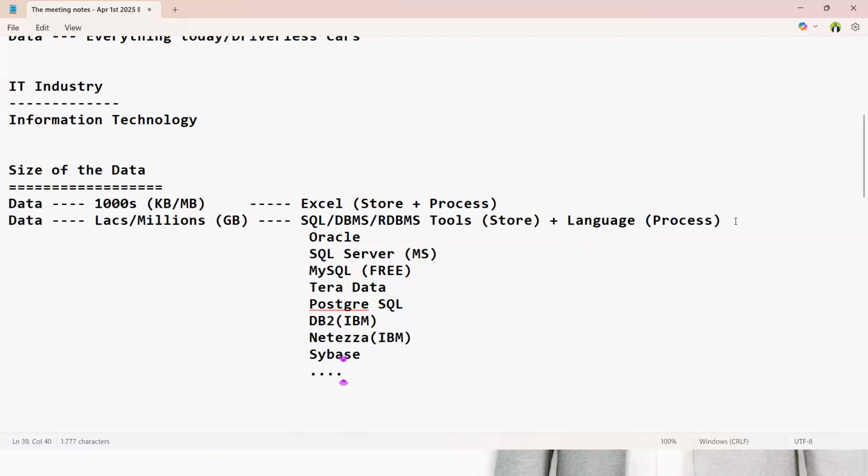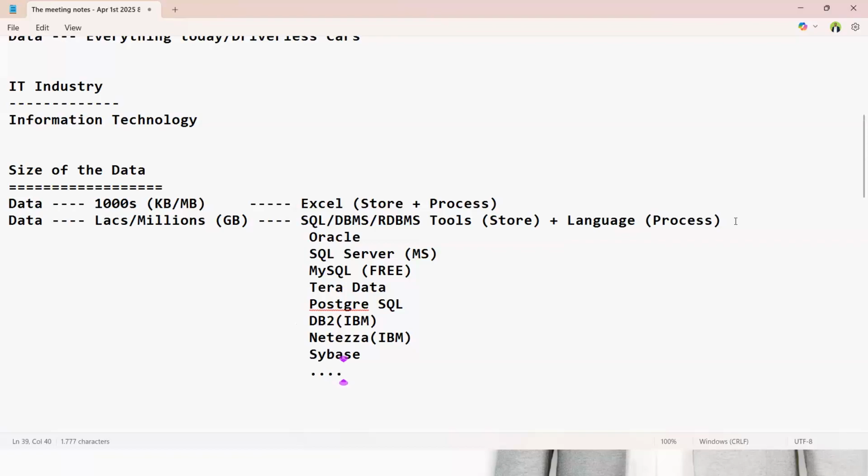File size may be 10 MB, 20 MB. But if you have a 200 GB Excel file, you cannot open the file at all. Clear? When the data is 200 GB, 400 GB, 500 GB, the companies are going to be storing it in SQL. Clear?